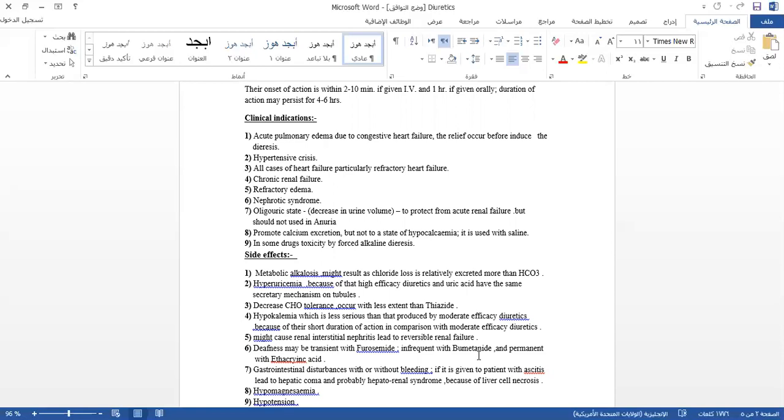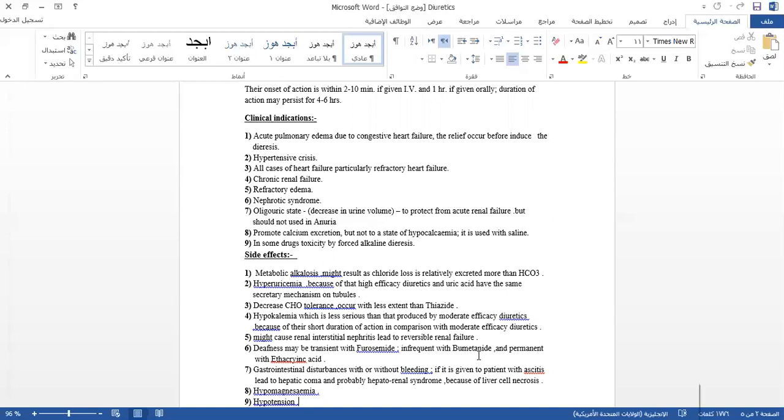Number four, hypokalemia, which, as we say, is less serious than that produced by the second group of diuretics, called the moderate efficacy diuretics, because of their short duration of action in comparison with moderate efficacy diuretics. The duration of action of moderate efficacy diuretics is longer in comparison with high efficacy diuretics. So the risk of hypokalemia is more serious with the moderate efficacy than with the high efficacy.